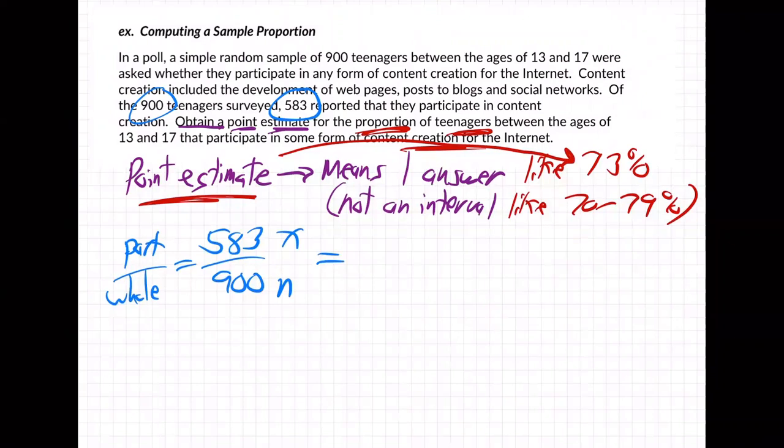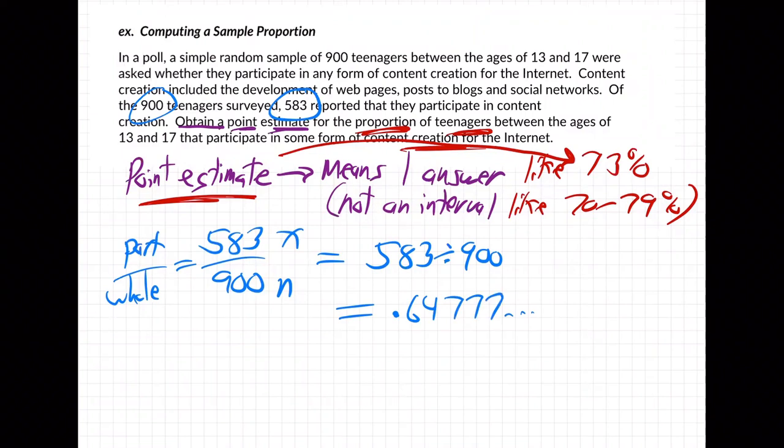I don't know if that really matters at all. Just take your calculator and take 583 and divide by 900. You're going to get a percentage. I'm getting 0.64, just like a bunch of sevens, like forever. And I don't know where they want it rounded. Well, we can just leave the answer that way, or you could give it as a percentage, 64.777%. And I don't care how far you round it or whatever.